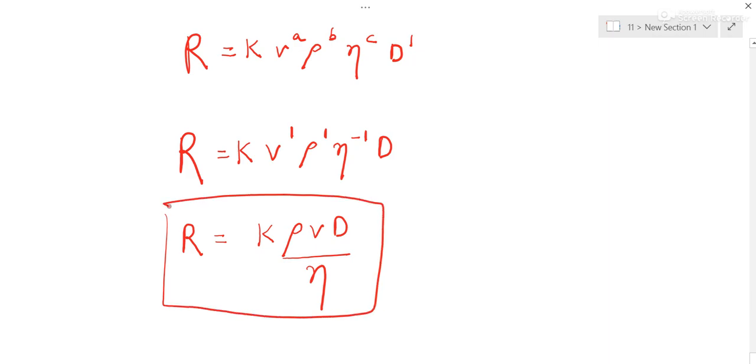So kindly practice these numericals, and there are a lot of numericals based upon this type. Just you should know the method to solve. Okay, and don't make any mathematical mistake, and prepare all the dimensions properly. Thank you.